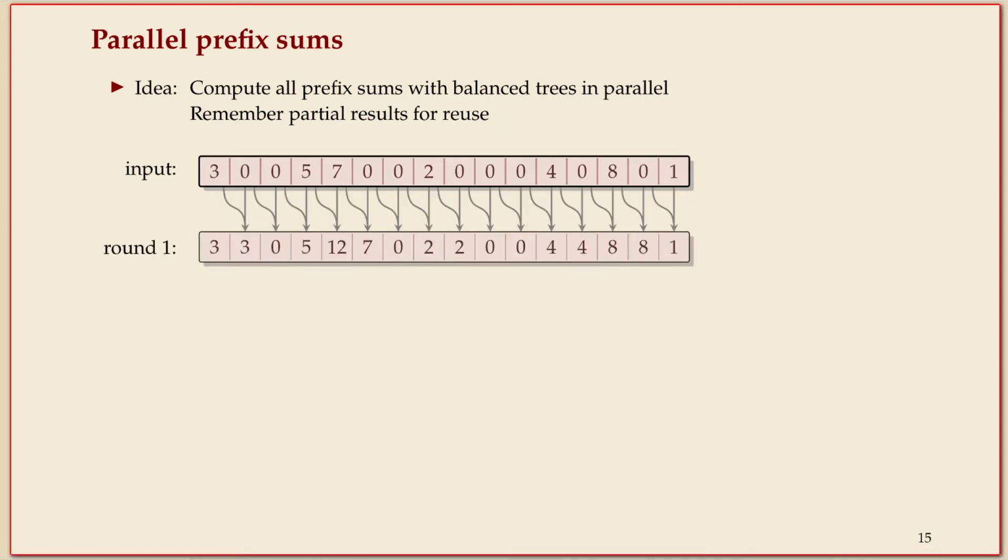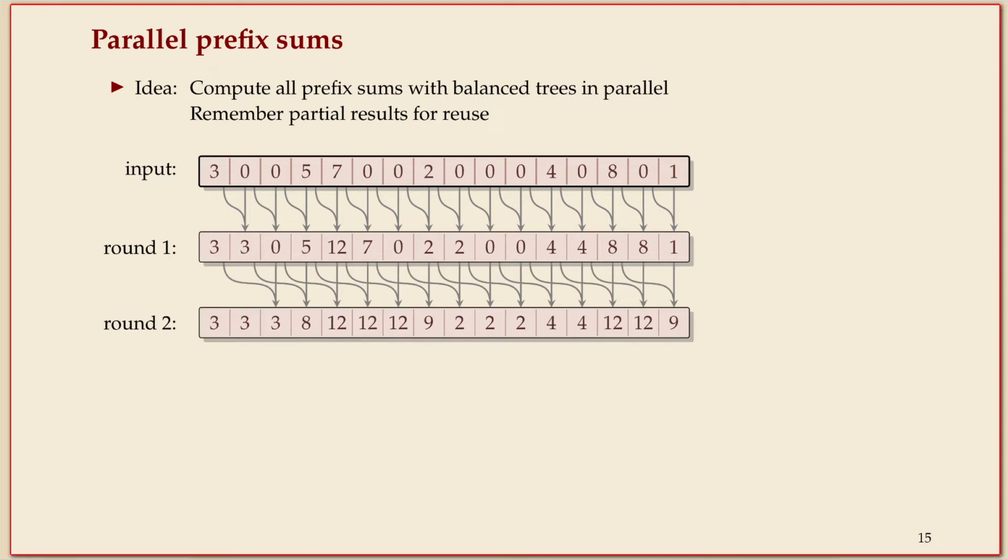Here's your input. In round 1, you take adjacent pairs and add them up. So this new cell is filled with these two and their sum. And you do this for all the entries. Note that the sums are overlapping and all that. We'll come to it. I want to point out that after this first round already, the first entry is final. Well, it was ready right from the beginning. And the second entry is final. It contains its prefix sum, but all the others aren't.